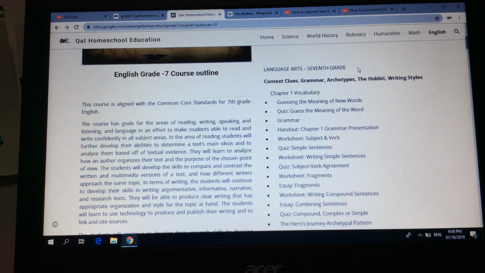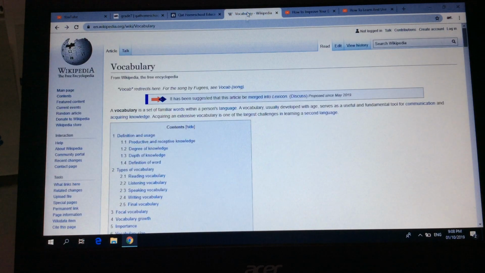Okay, so let's start. Our chapter for today is vocabulary. First, let us know the meaning of vocabulary. Vocabulary is a set of familiar words within a person's language, usually developed with age, that serves as a useful fundamental tool for communication and acquiring knowledge. Acquiring an extensive vocabulary is one of the largest challenges in the second language.